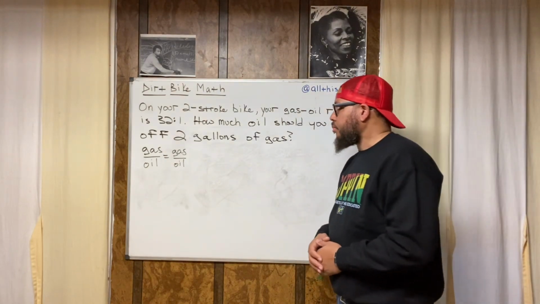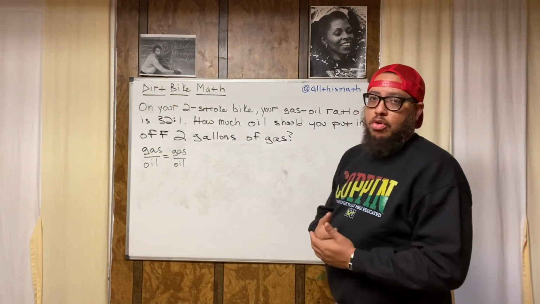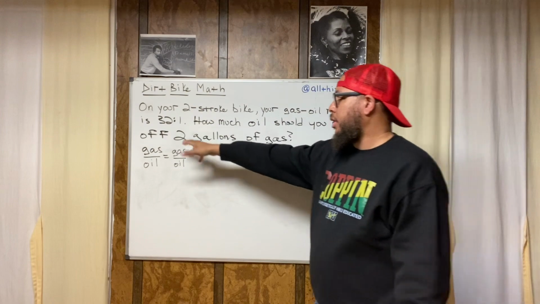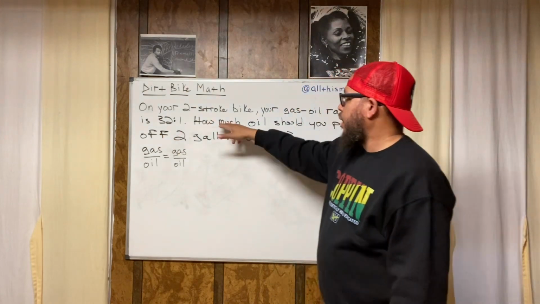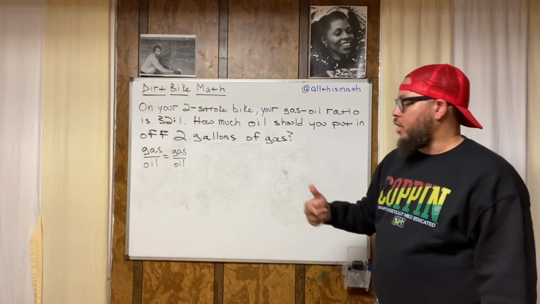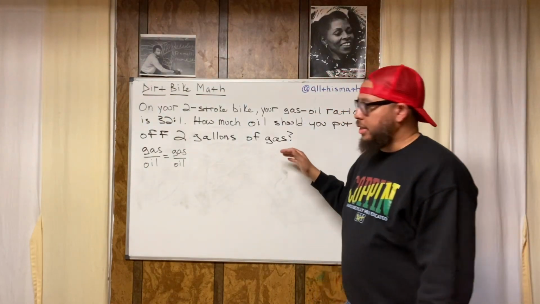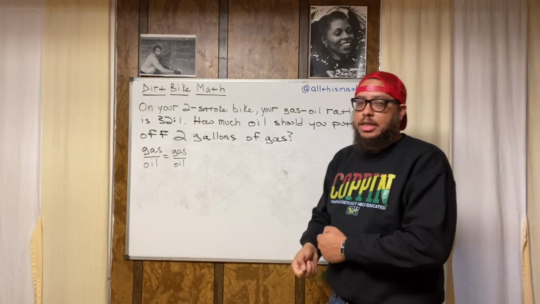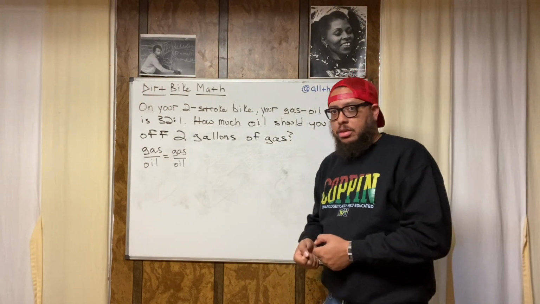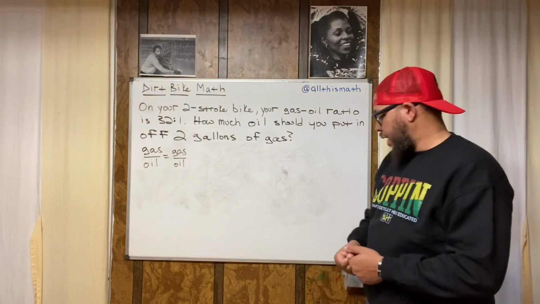All right. So let's read it. On your two-stroke bike, your gas to oil ratio is 32:1. This means 32:1. Here's the question. How much oil should you put in to your dirt bike off of 2 gallons of gas, right? So if you want to put 2 gallons of gas, how much oil should you also combine with that for your mixture? All right, because you got to mix the oil with the gas.